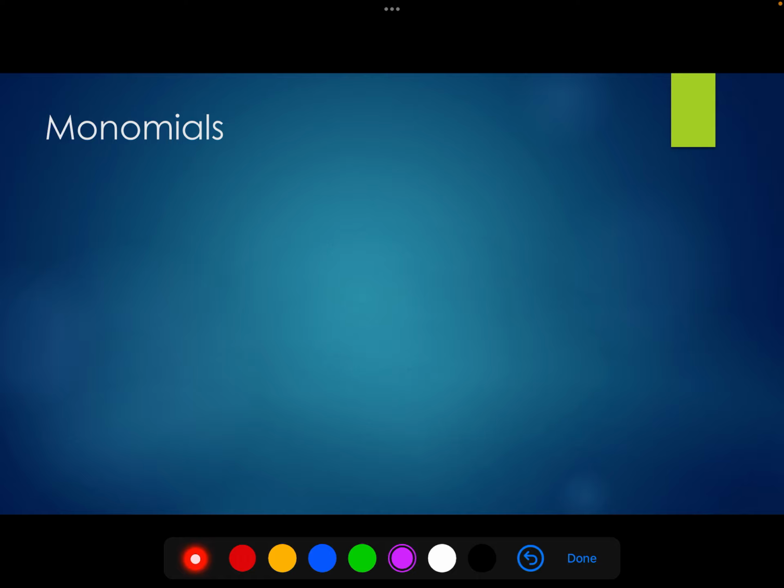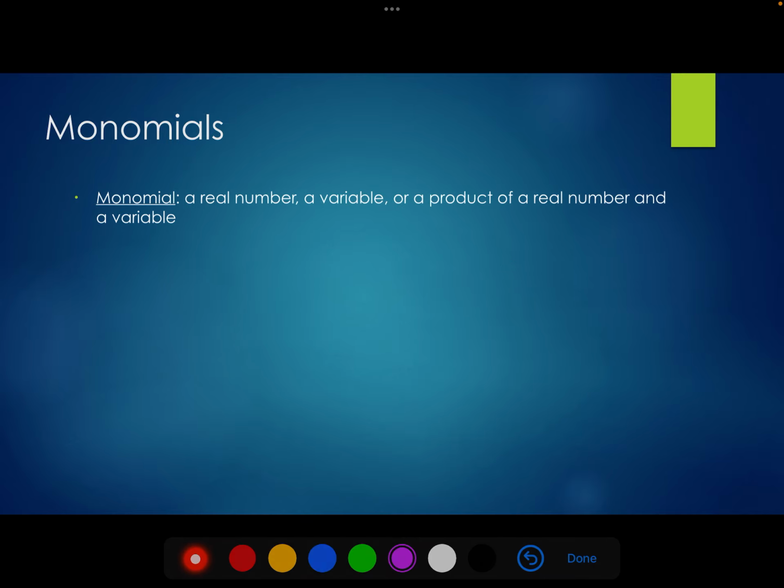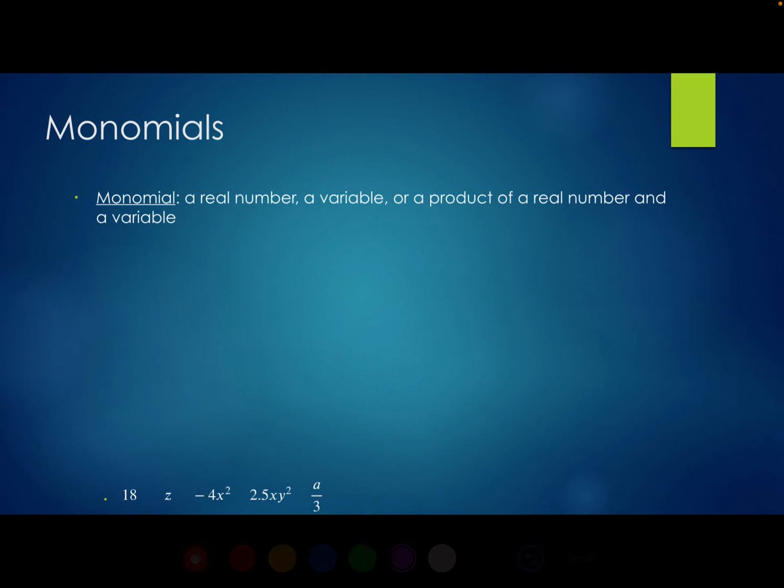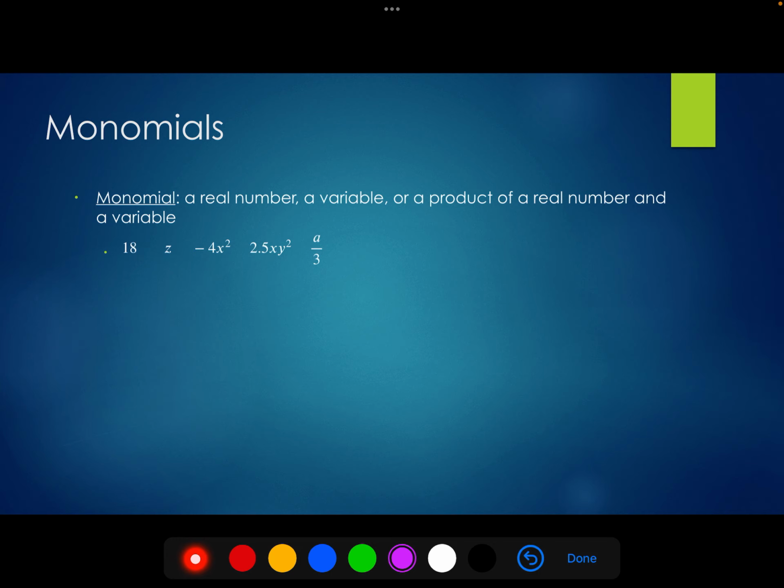So first we're going to talk about monomials. Monomials are a real number, a variable, or a product of a real number and a variable. Let's take a look at some examples. Here we have a list of five different monomials. 18 is a monomial because it's a real number.